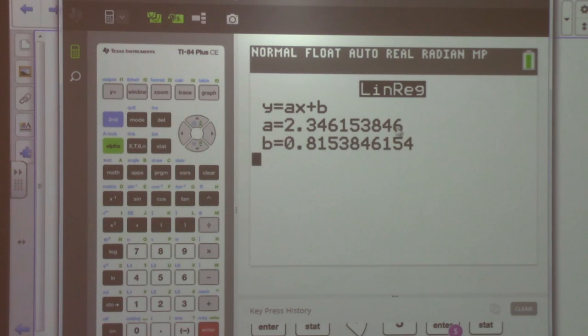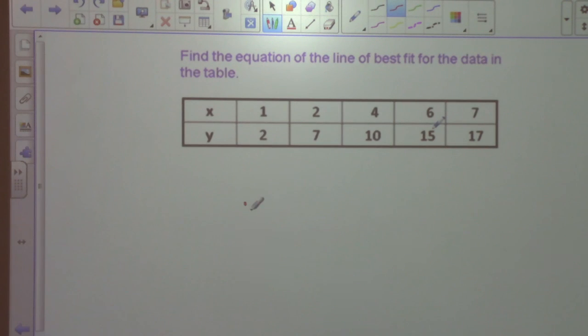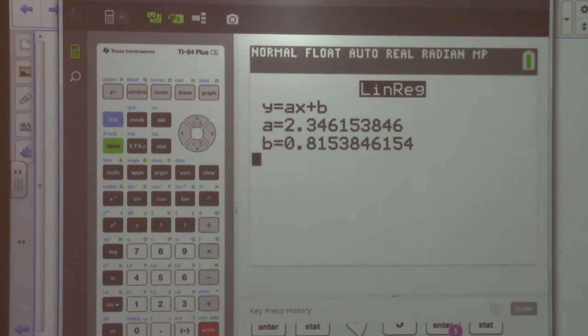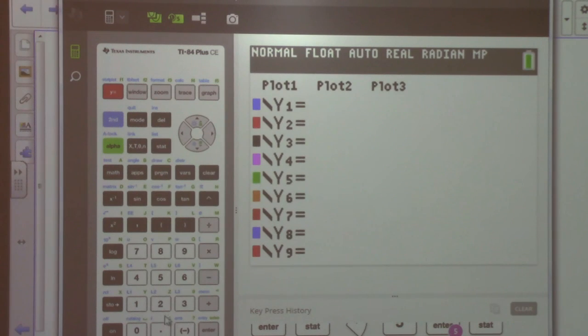So what is our equation going to be? If you go to 2 decimal places, it would be like 2.35x, right? Plus 0.82. So y equals 2.35x plus 0.82. And then you can test it out in the calculator. You can go here and put 2.35x plus 0.82, and if it matches, what should we get?